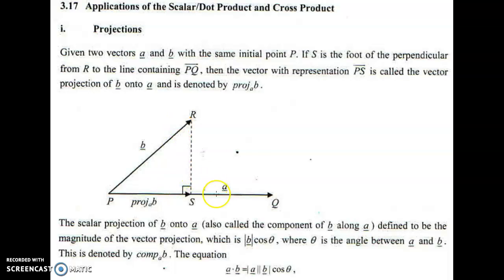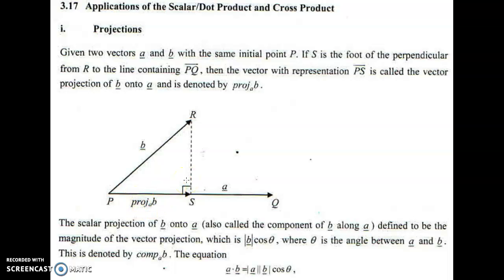So if S is the foot of the perpendicular from R, so we have this point R here and S perpendicular from it, on this line containing P to Q, which is also vector A, then the vector representation of P to S here is called the projection of B onto A. And it is denoted, the vector of PS here will be denoted as projection of B on A, like this.